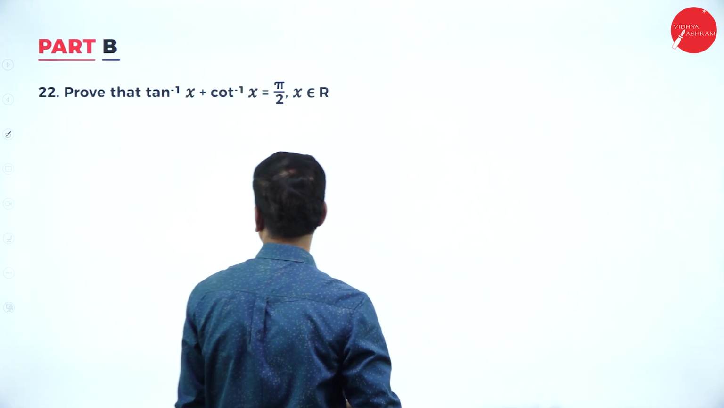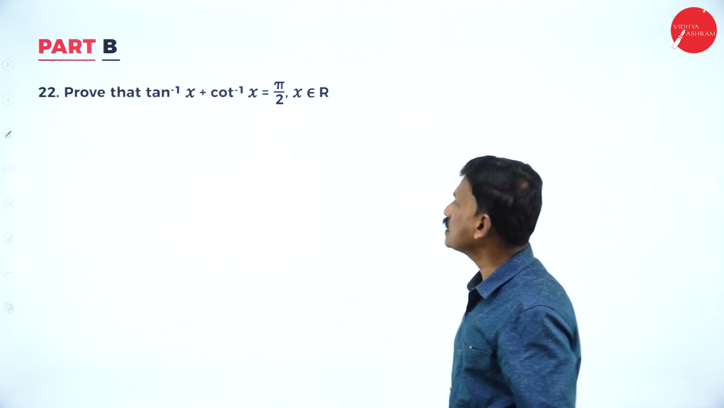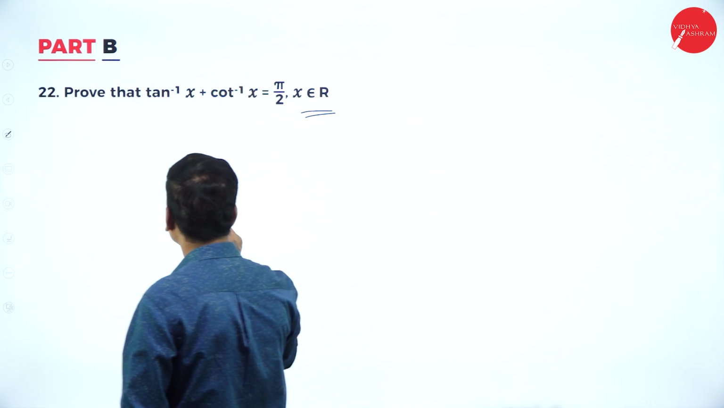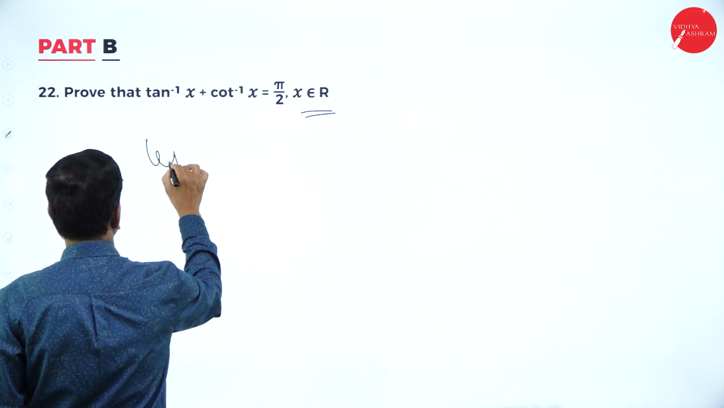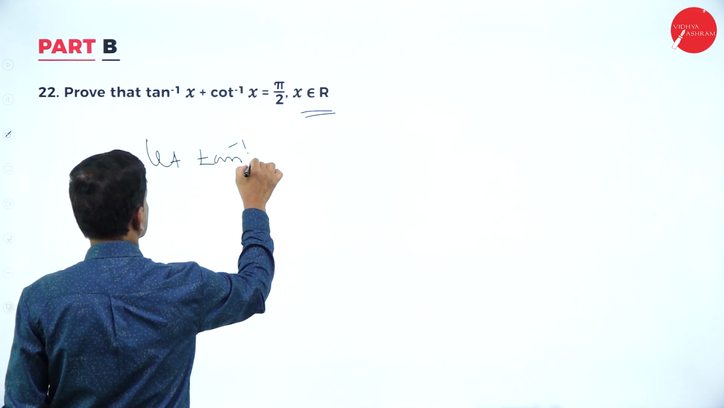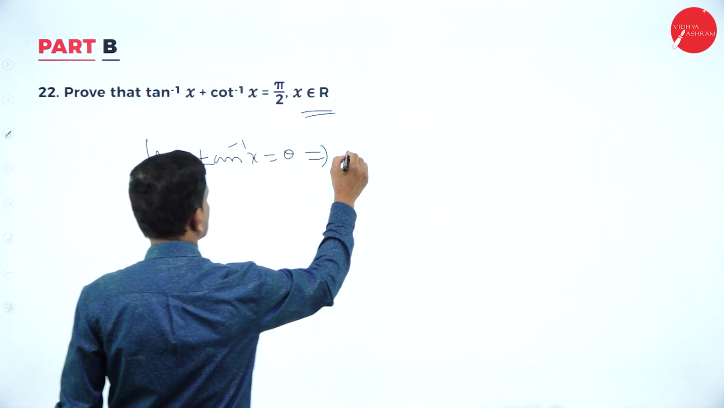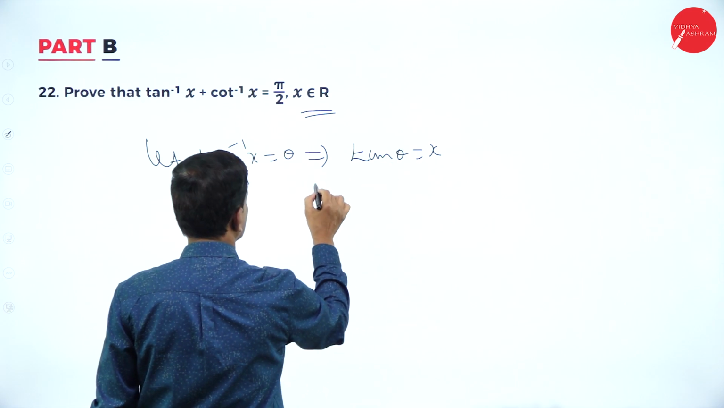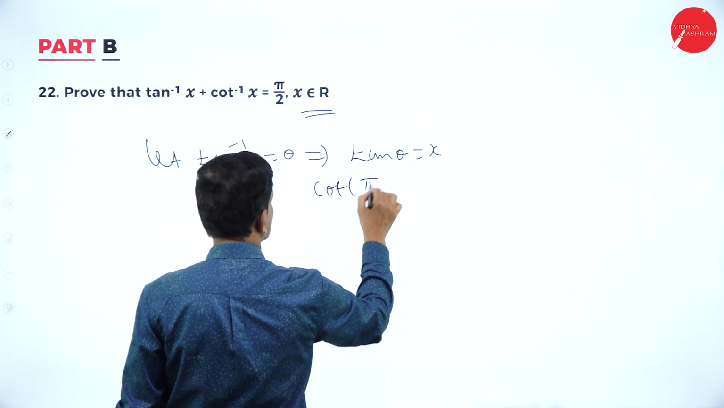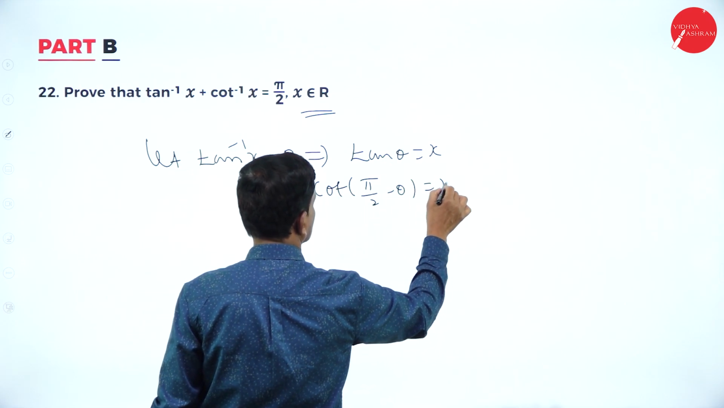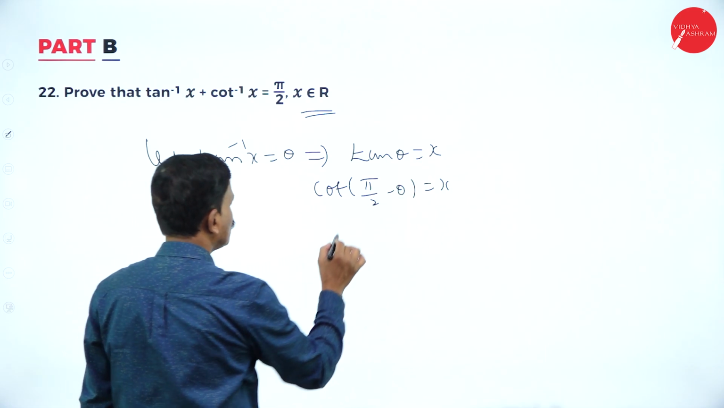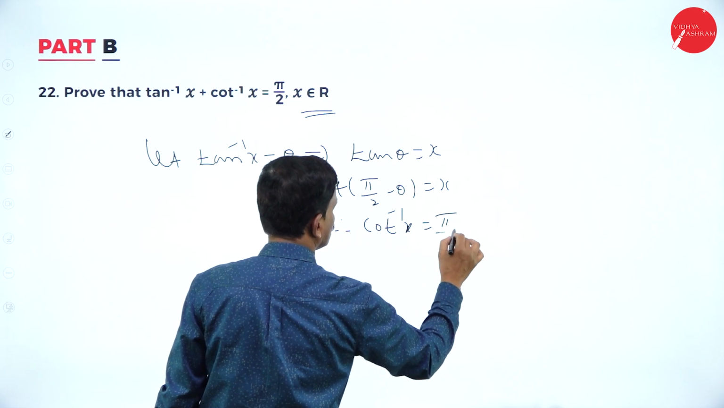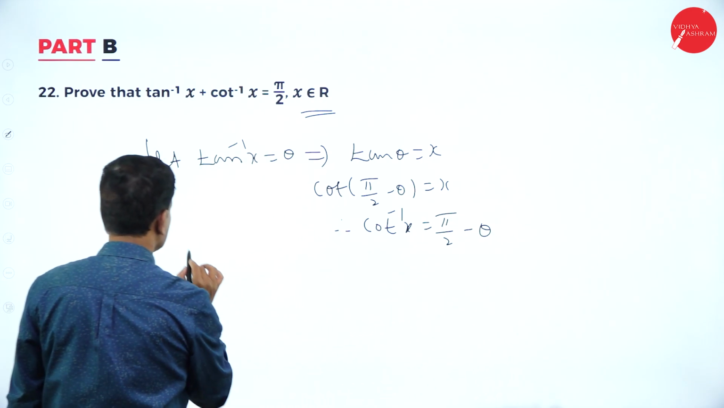Now, move on to the next problem. Prove that tan inverse x plus cot inverse x is equal to pi by 2 for all x belonging to the real numbers. Let us take tan inverse of x is equal to theta, which implies tan theta is equal to x. Convert this tan to cot. Tan theta is equal to cot(90 minus theta), since tan(90 minus theta) is cot theta. Therefore, cot inverse x is equal to pi by 2 minus theta.